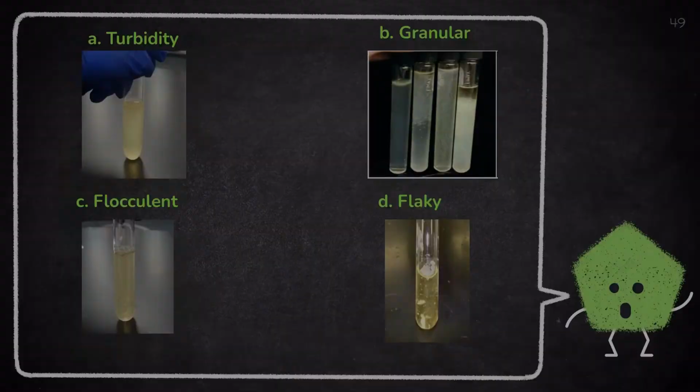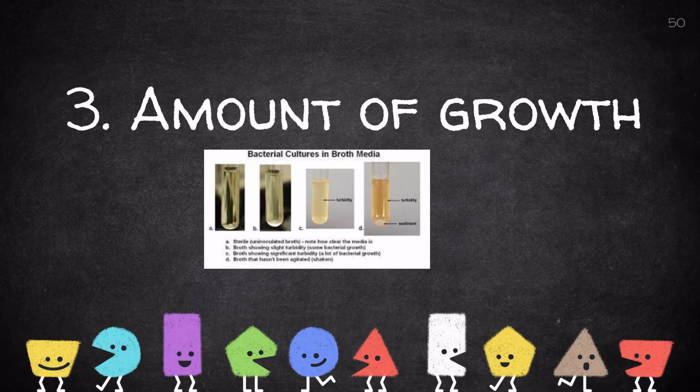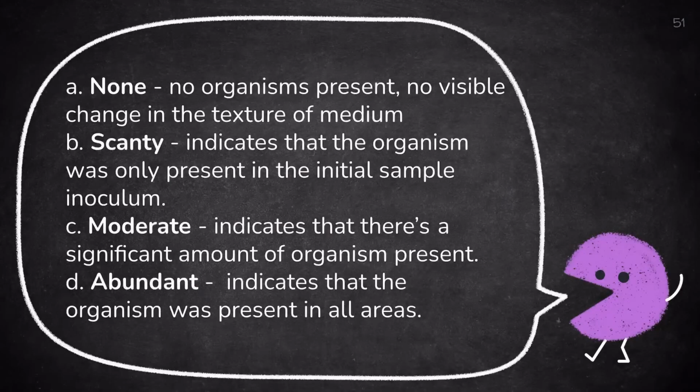The third characterization of bacterial culture in nutrient broth is the amount of growth. None. No organisms present, no visible change in the texture of the medium. This could also be noted by the clear appearance of the liquid media.